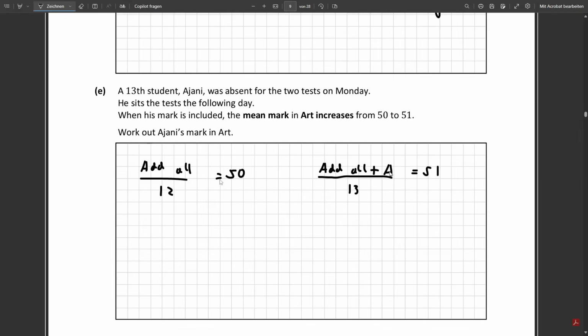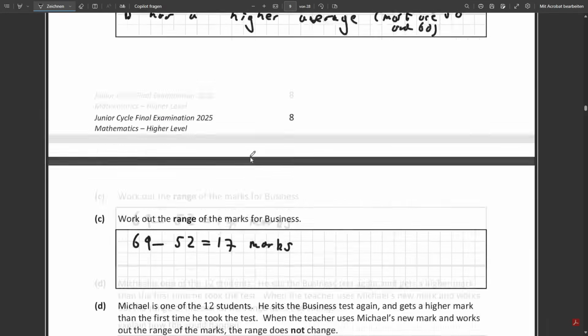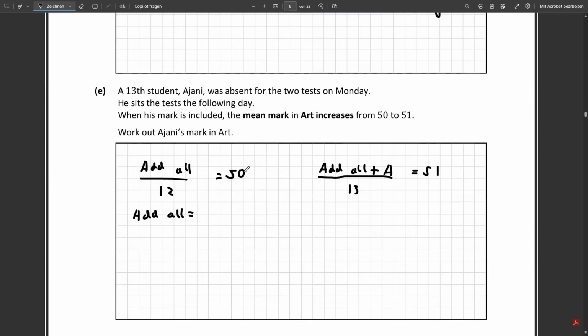So we need to solve for A here. What we can do is replace add all. Can we figure out what add all is? Yes, we can. We can do it from here, or we can just add up all the numbers if you want, but this is a quicker way of doing it. So it'll be 50 times 12, that gives us 600. So add all of them added together is 600. So that means that 600 plus A over 13 is equal to 51. And we can just solve that.